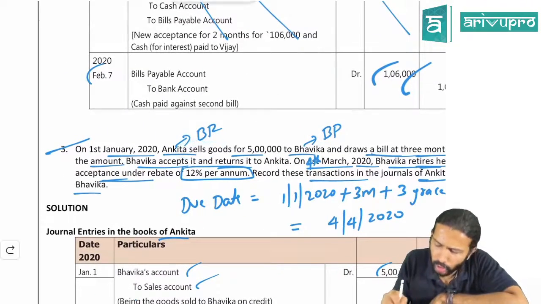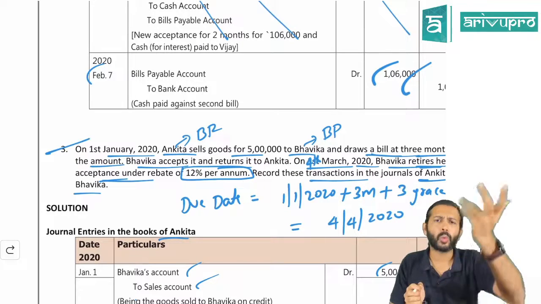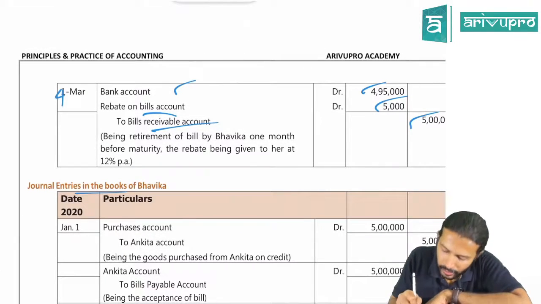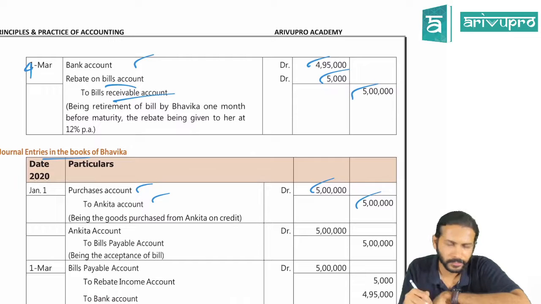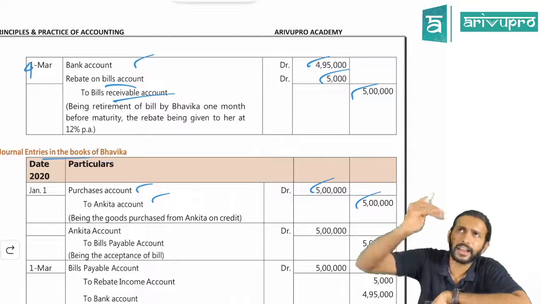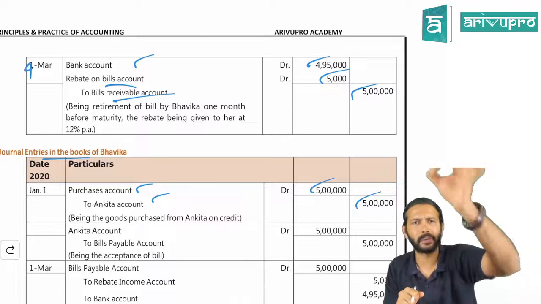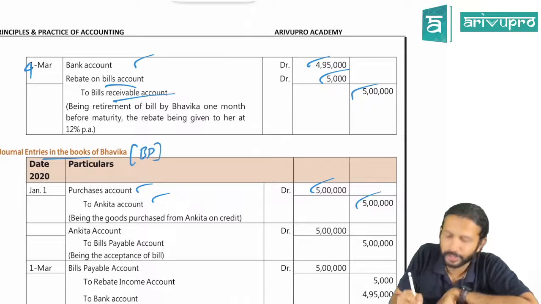Ankita has sold the goods to Bhavika, meaning Bhavika has purchased the goods. It is a credit purchase. We have purchased the goods from Ankita, so the journal entry will be purchase account debit to Ankita 5 lakh. First entry. After purchasing, Bhavika signed a letter and gave it to Ankita. Once she signs the letter, for Ankita it will be bill receivable. For Bhavika, it becomes bills payable.